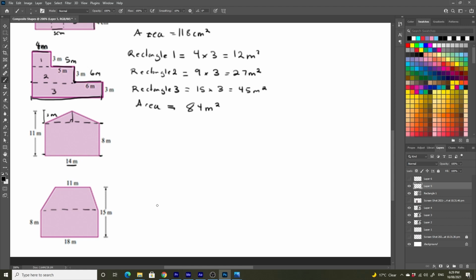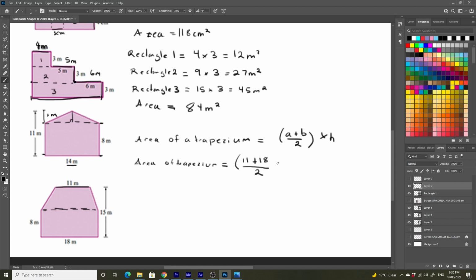we can see that it makes a trapezium and a rectangle. So our area of a trapezium, if we remember from the previous lesson, is equal to a plus b over 2 times perpendicular height, where a and b are both the parallel sides of the trapezium, and h is the perpendicular height. So our area of our trapezium is going to be equal to, well, we can say A is equal to 11 meters, and we can say B is equal to 18 meters, over 2.